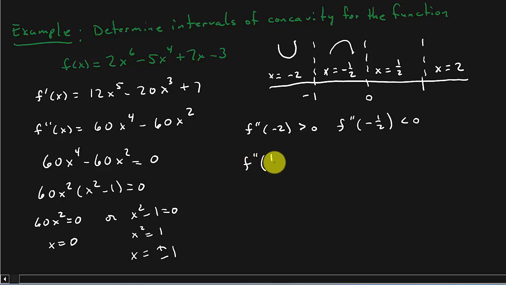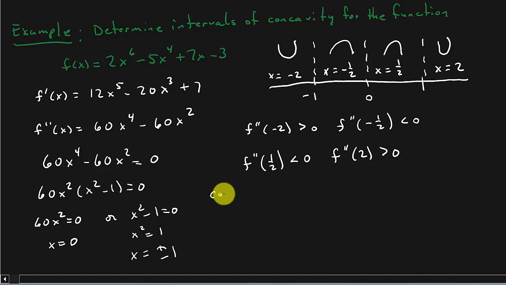Then we have f double prime of 1/2. That's positive, and this would be negative in here. So a positive times a negative is negative, and that's concave down. Then we have f double prime of 2. That would be positive here, positive here. Positive times a positive is positive, so that's concave upward.